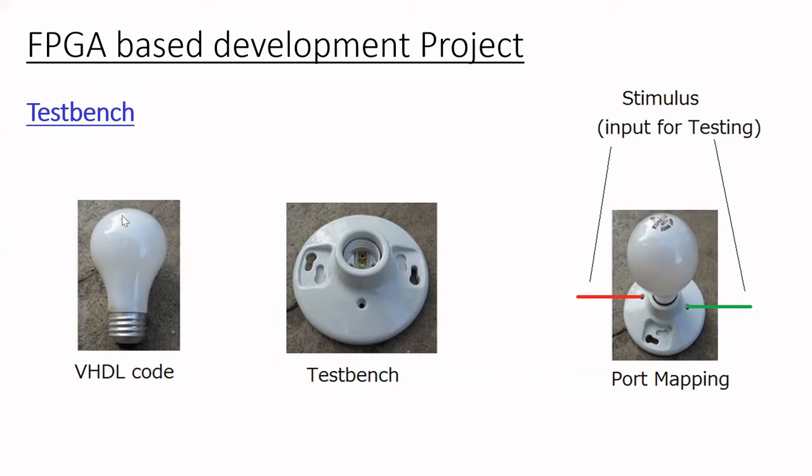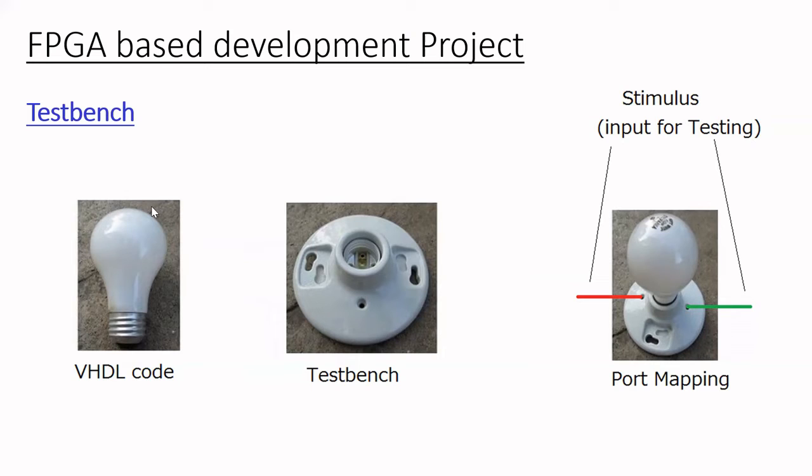So the VHDL code is represented with a bulb, the test bench with this holder, and when you apply the plus minus, here we have the input signal. And putting the bulb on this holder is called port mapping. You map the plus with the plus, minus with the minus. This is exactly what we have in VHDL. We have VHDL code, test bench, port mapping, and this applying of the signal, which is called stimulus. So this is the concept of testing the VHDL code with simulations.